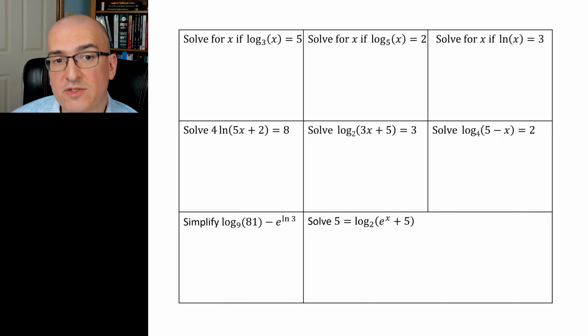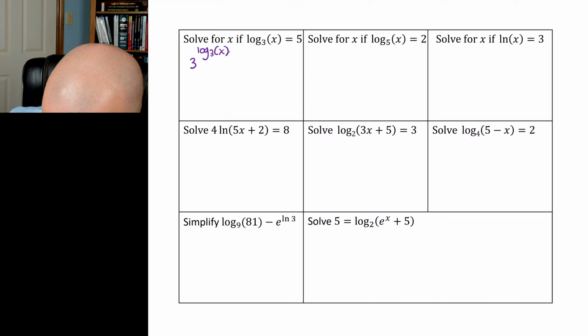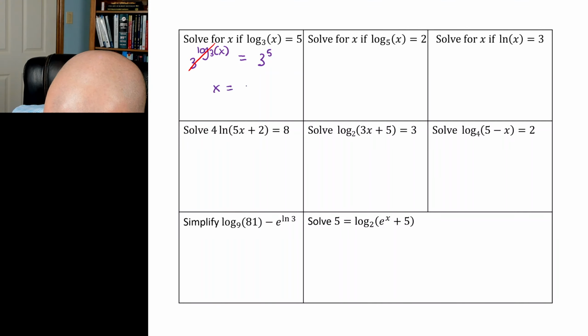I'm using base 3 to match the base of the log. So 3 to the power of log base 3 of x equals 3 to the power of 5. I have a cancellation law, and x is just 3 to the power of 5.